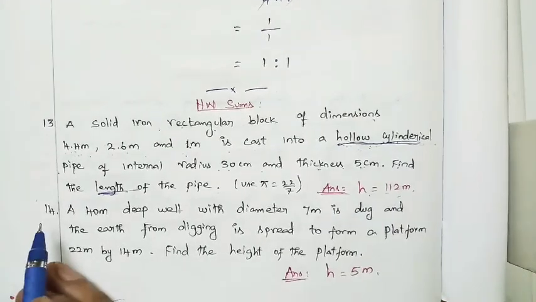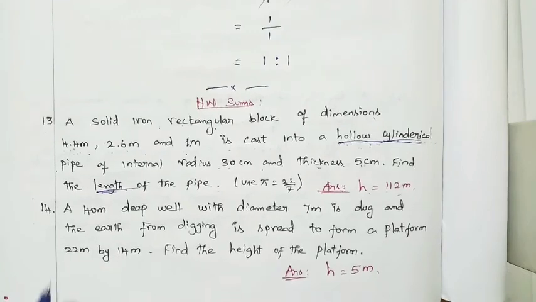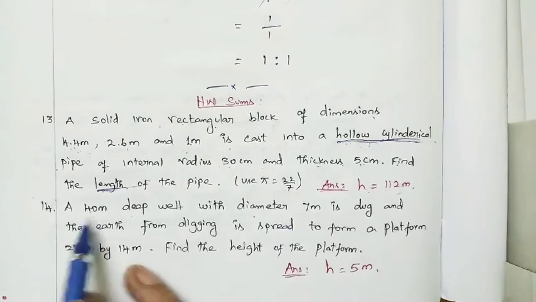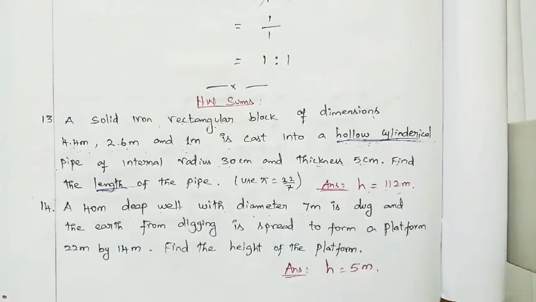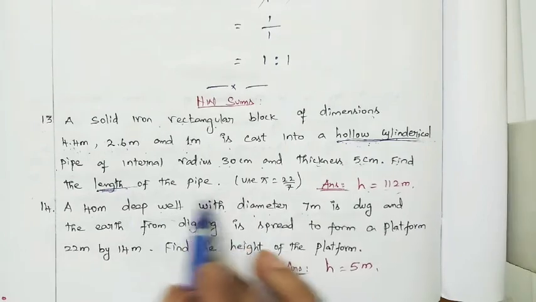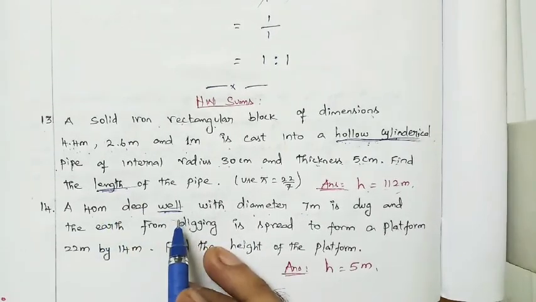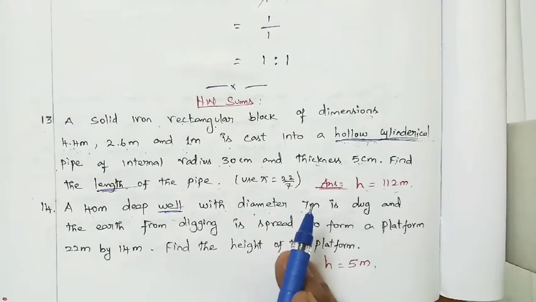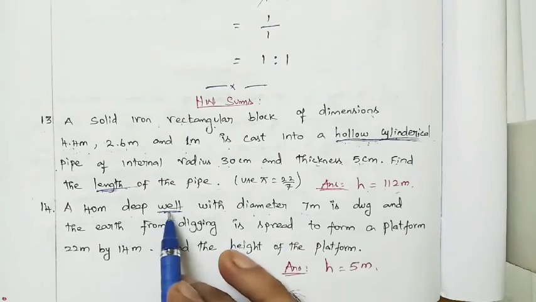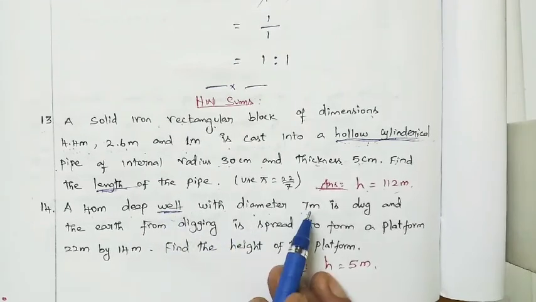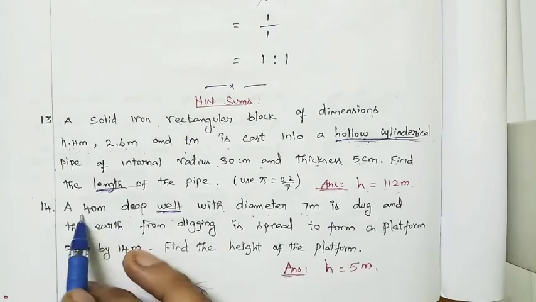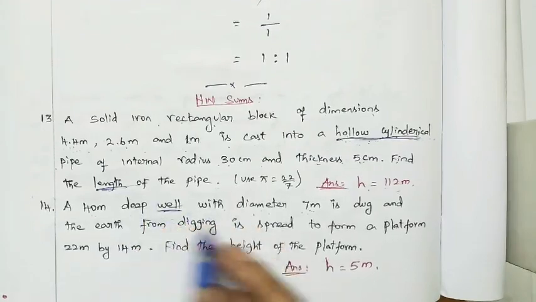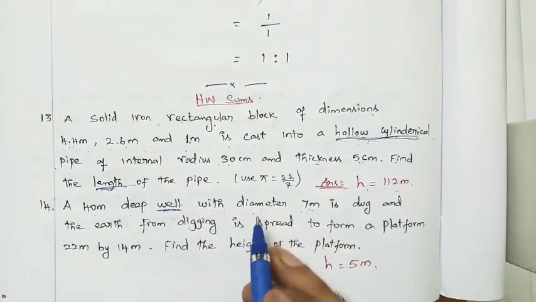Sum number 14 is the same model as sum number 12, right? A 40-meter deep well with diameter 7 meter. That means, what is the shape of the well? Diameter means it's always a circular well. So what is the shape of the well? Cylinder, right? 40 meter deep means the height is 40 meter and diameter is 7 meter. So height and radius we know, and from that we can find the volume of the cylinder.